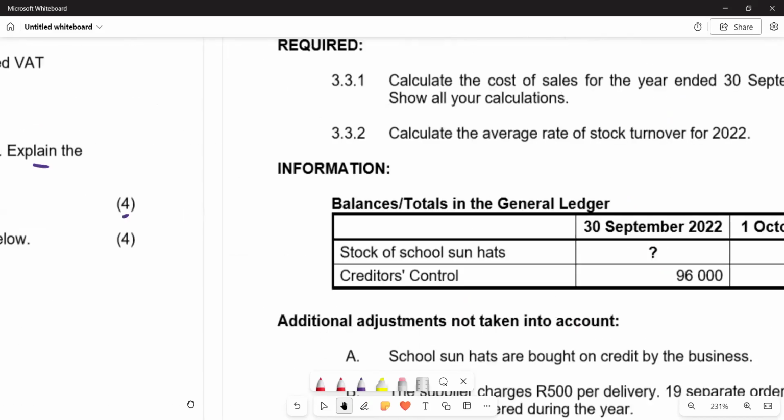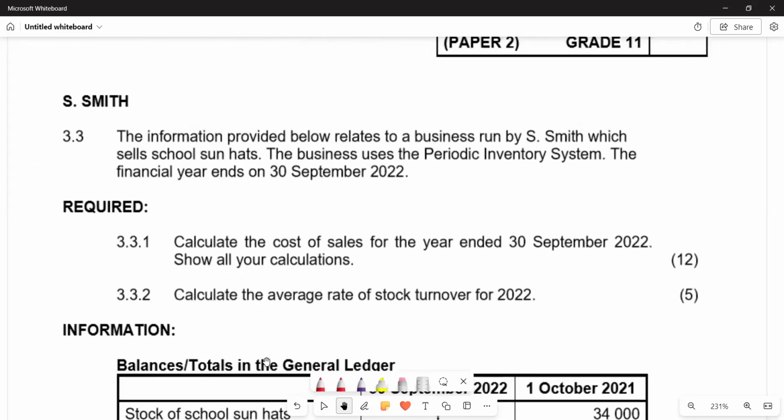So we are now on 3.3, which reads that the information provided below relates to a business run by S. Smith, which sells school sunhats. The business uses the periodic inventory system. The financial year ends on 30 September 2022. On the required part, calculate the cost of sales for the year ended 30 September 2022. Show all your calculations. Then second part, calculate the average rate of stock turnover for 2022.